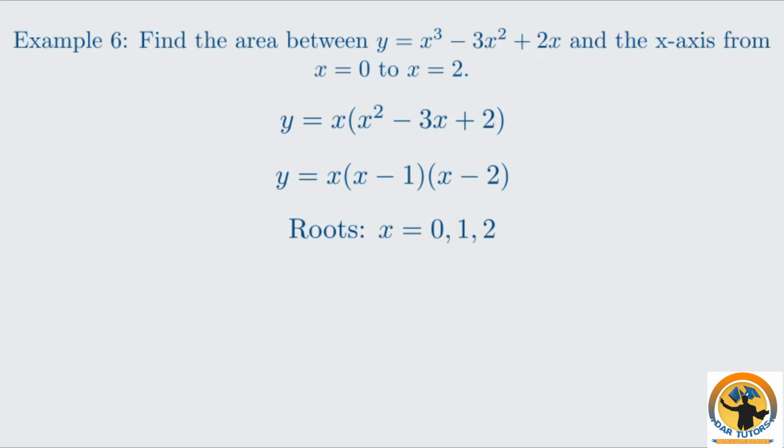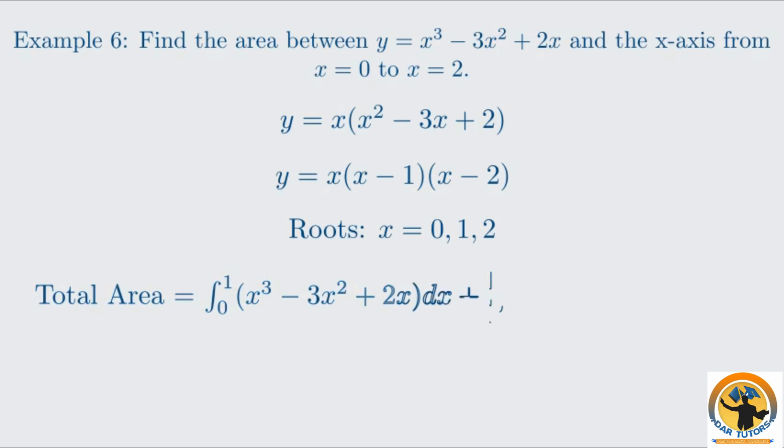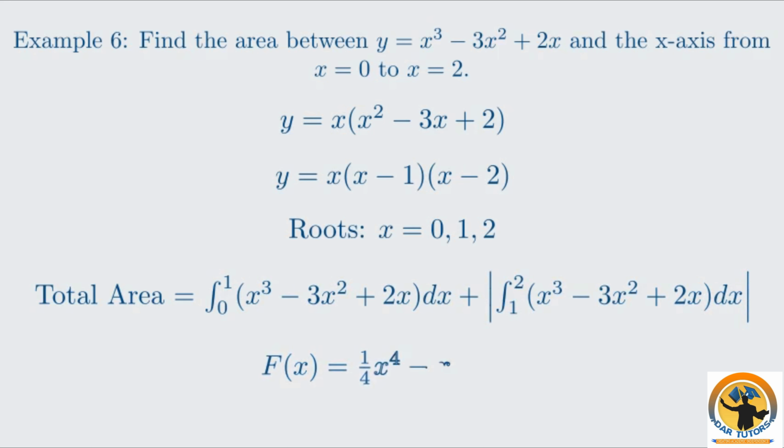This means the function is positive from 0 to 1 and negative from 1 to 2. To find the total area, we must calculate the integral for each section separately and take the absolute value of the negative part. The total area is the integral from 0 to 1, plus the absolute value of the integral from 1 to 2. Let's find the antiderivative of our function. Using the power rule, the antiderivative is 1/4 x to the power of 4 minus x cubed plus x squared.